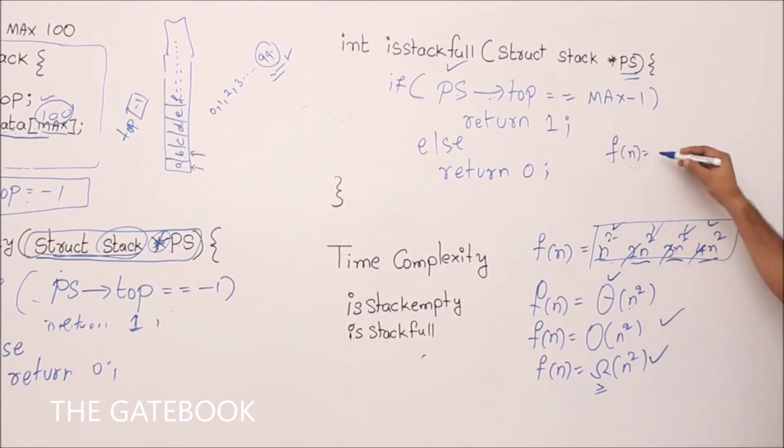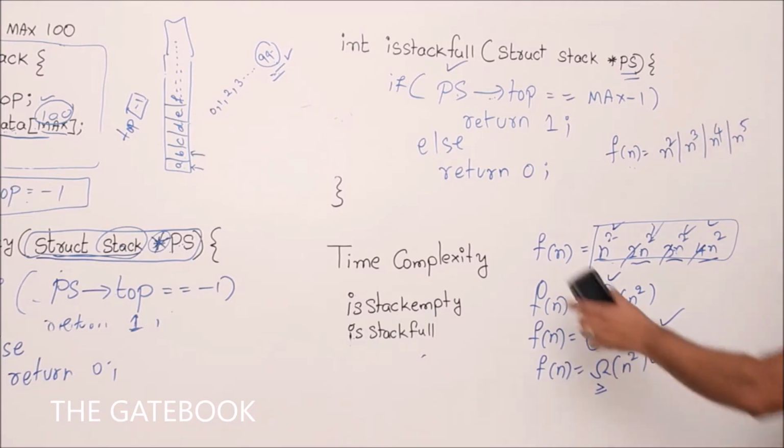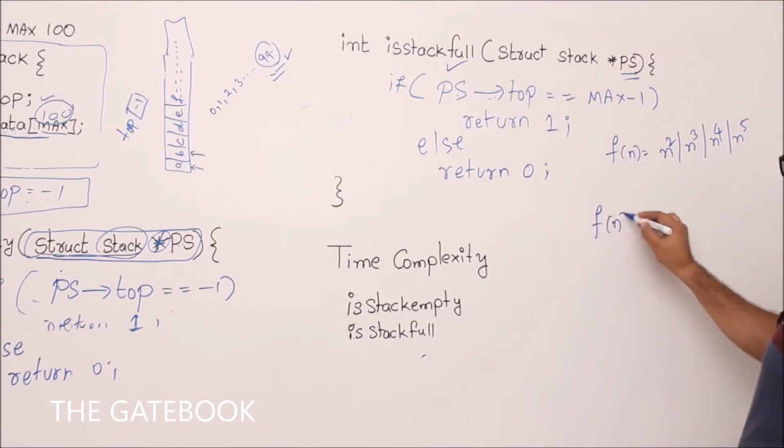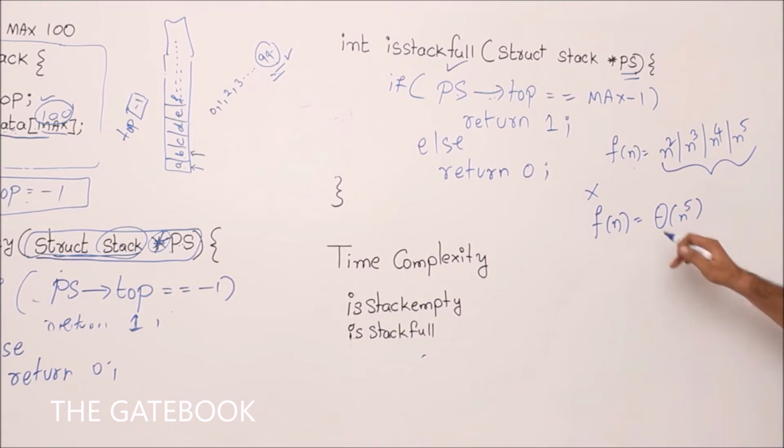Let's say your program's running time is n square sometimes, n cube sometimes, n to the power of 4 and n to the power of 5. Now we'll see. Question number 1: can I say f of n equal to theta of n to the power of 5? Absolutely wrong. The reason: your program's running time is varying from n square to n power 5. Is it always n power 5? No. Then don't go for theta, because theta is for equality. Is it always equal to n power 5? No. Absolutely false.